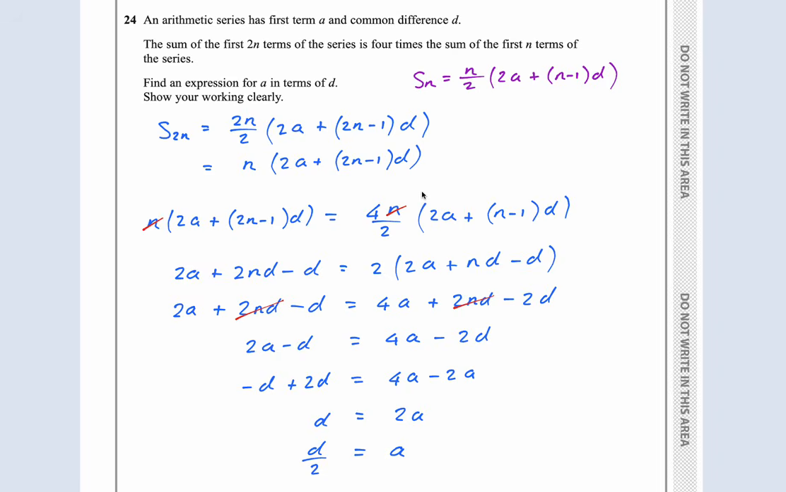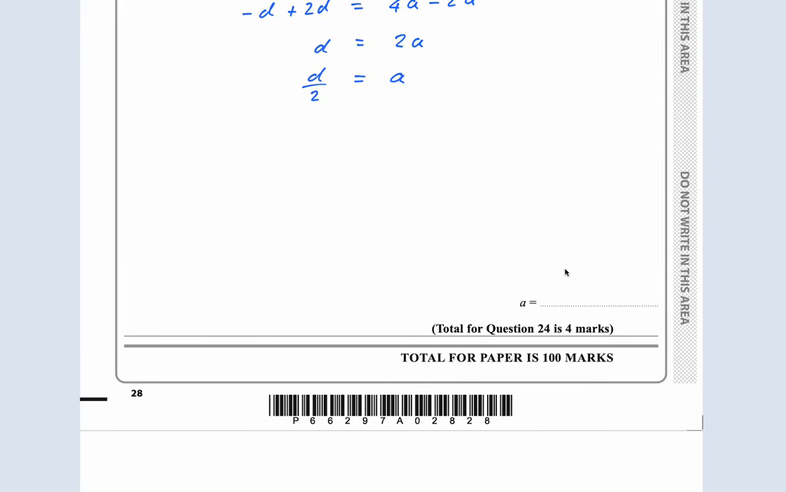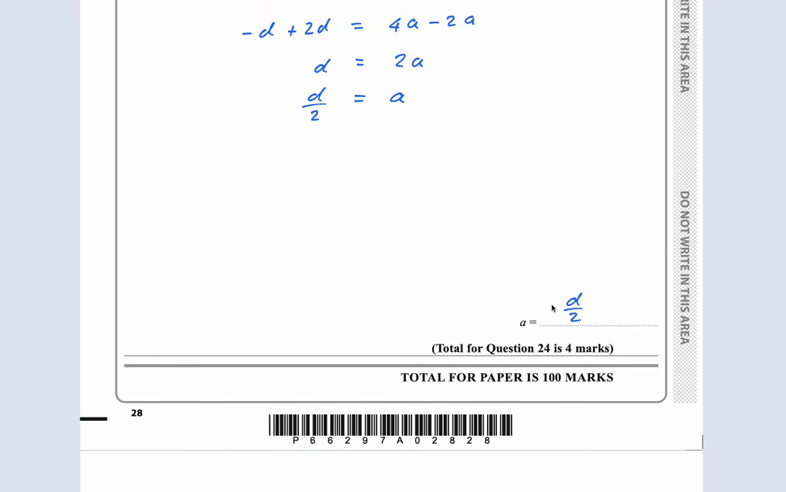I would argue the vector question was harder, much harder than this one, but definitely this is not an easy question either. So this is a equals d over 2. And that's it, guys. That is the paper done. Yeah, I'd probably say not an easy paper, for sure. The first few questions weren't easy, and the last few questions were very, very hard. There were questions in the middle that were definitely manageable.